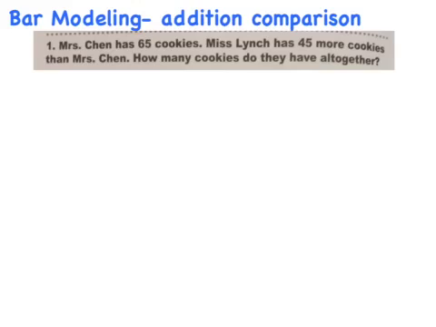Mrs. Chen has 65 cookies. Miss Lynch has 45 more cookies than Mrs. Chen. How many cookies do they have altogether?